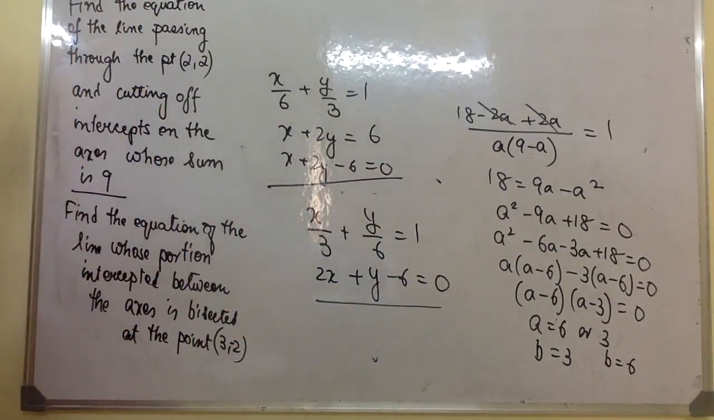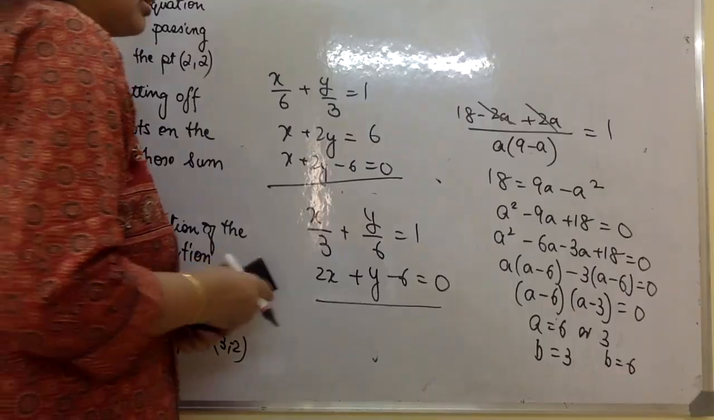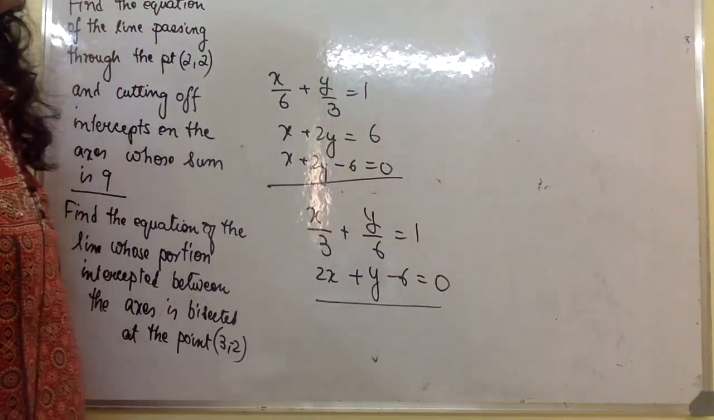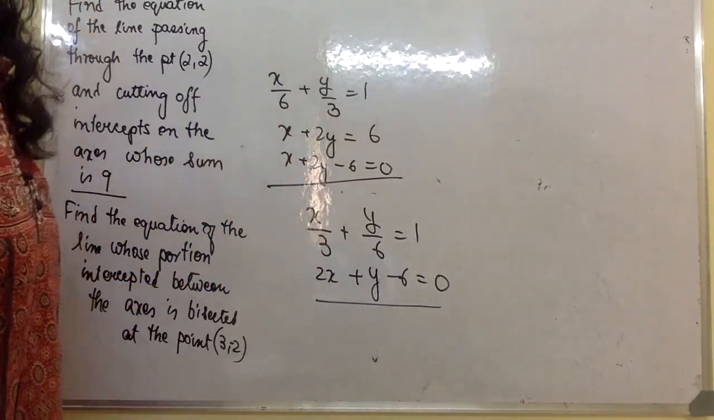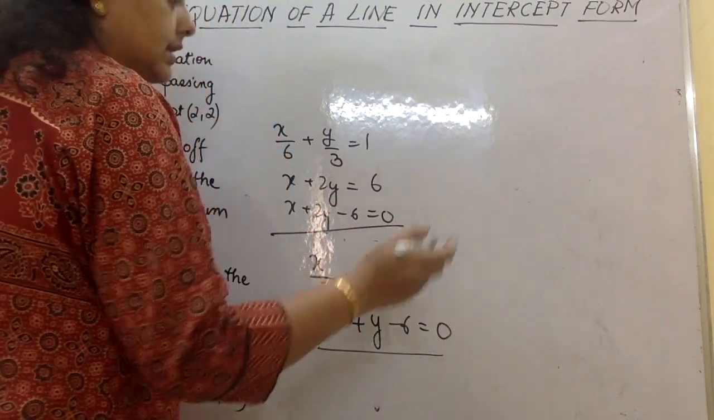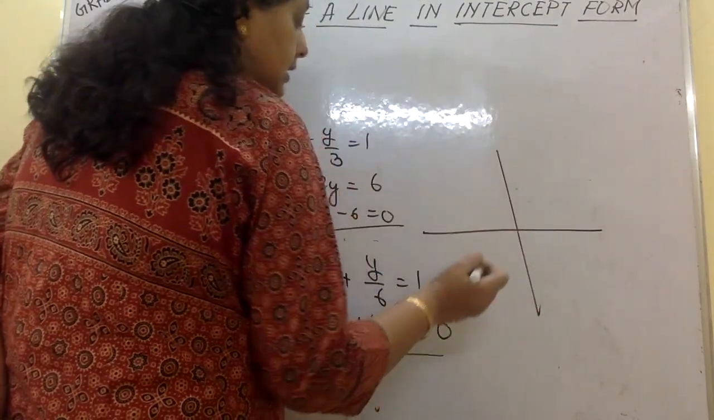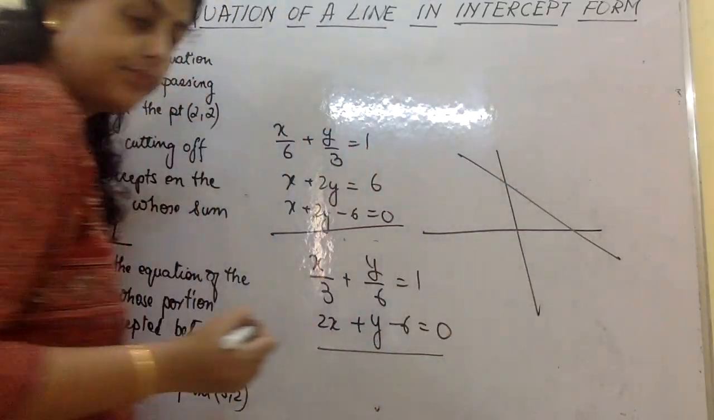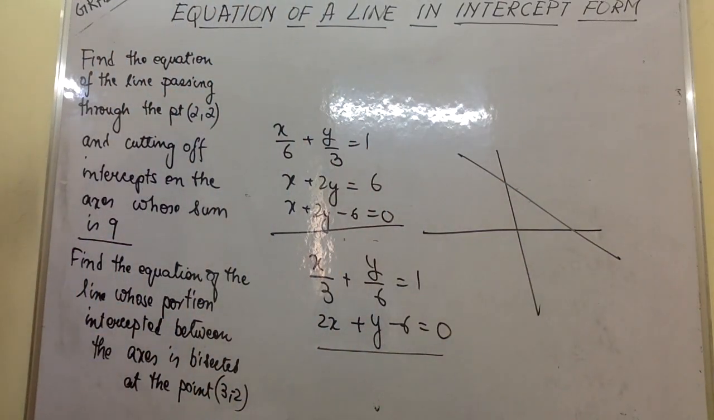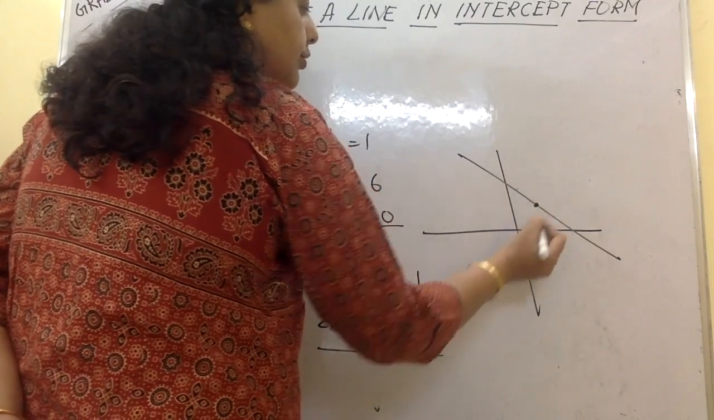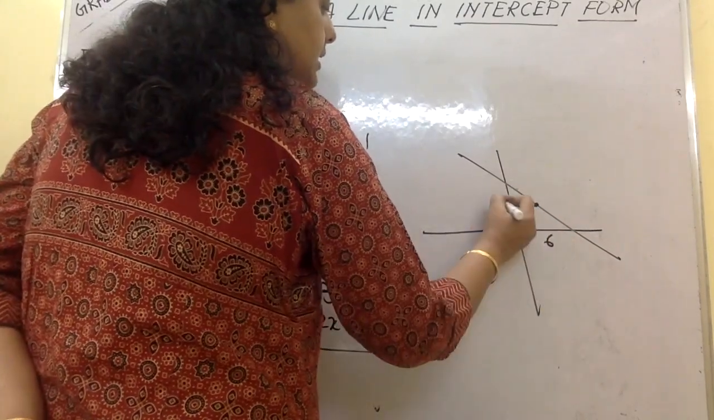Now geometrically, if you want to see what is actually happening, why can we get two equations whose sum is 9? See, it is actually like this. Here one line you can get like this. The point is passing through 2, 2, and you can have this as 6, this as 3.